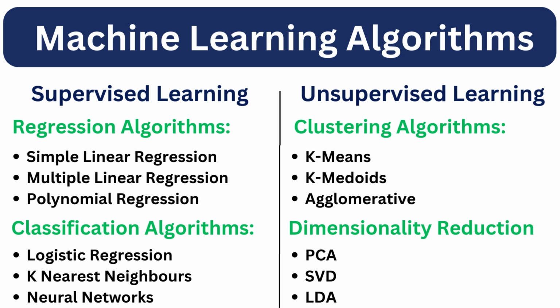There are several machine learning algorithms, and I have listed a few of them here. Commonly used regression algorithms include simple and multiple linear regression, and polynomial regression for non-linear data. Classification algorithms include logistic regression, k-nearest neighbors, neural networks, support vector machines, decision trees, and many others. Common clustering methods include k-means clustering and its variants, k-medoids, agglomerative clustering, DBSCAN, etc. We have already explored principal component analysis in dimensionality reduction. There are several other algorithms, for example, singular value decomposition (SVD), linear discriminant analysis (LDA), and so on.